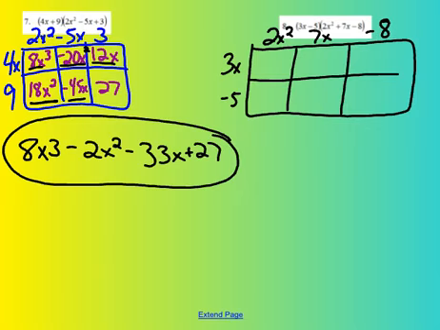I like this purple color. 3x and 2x squared is 6x cubed, negative 10x squared. So the last one I screwed this up. 3x and 7x is 21x squared. 7x and negative 5 is negative 35x. Negative 5 and negative 8 is a positive 40. And then negative 8 and a 3x is negative 24x.